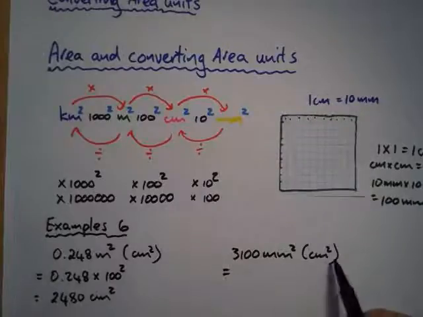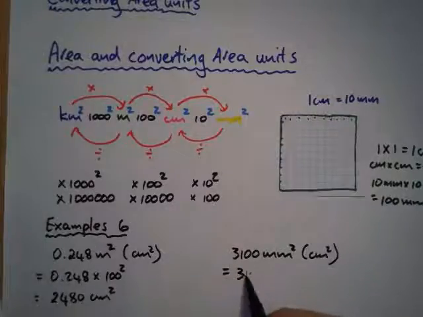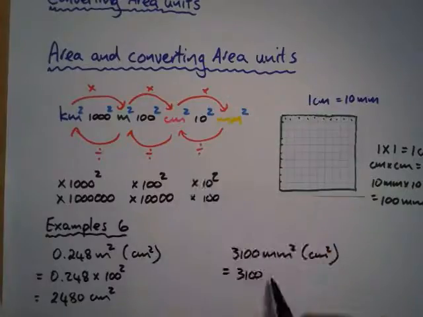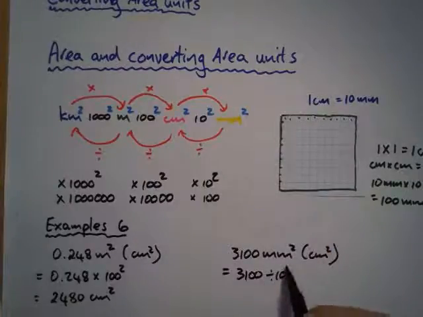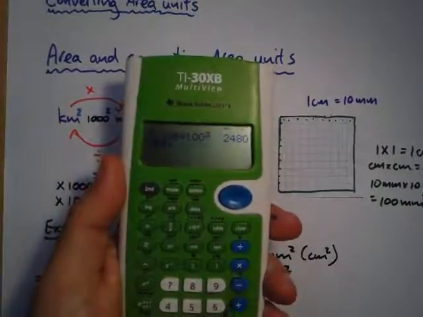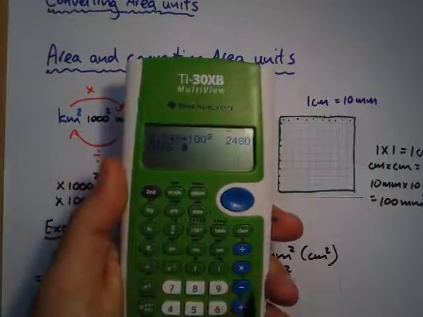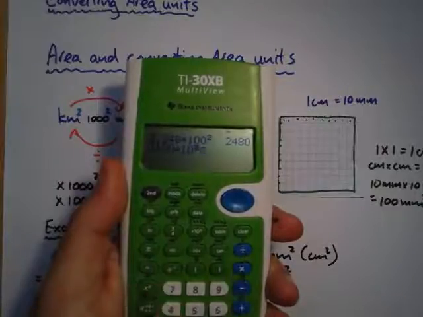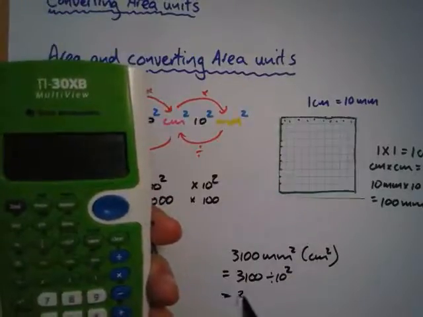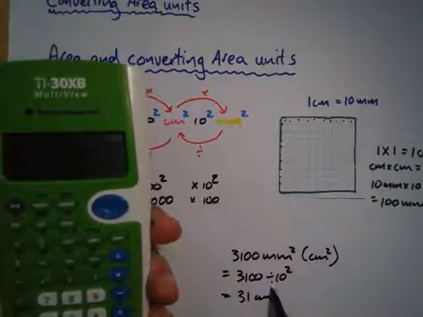To go from millimeters squared to centimeters squared, to go from millimeters to centimeters, I divide by 10, but now it's 10 squared. That means it is 3100 divided by 10 squared equals, and the answer is 31, and that will be centimeters squared.